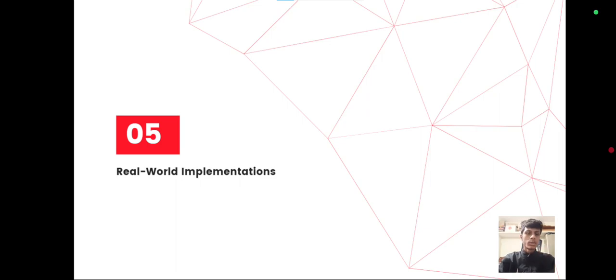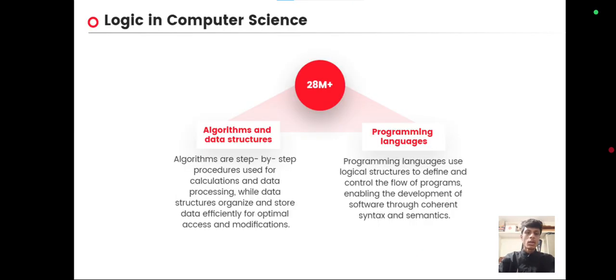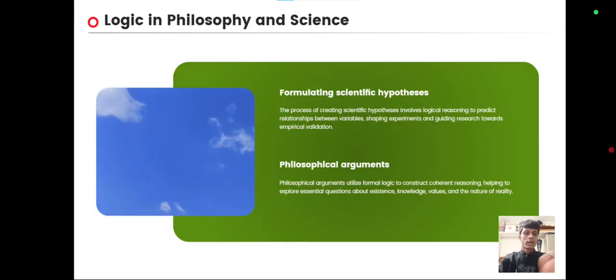Real world implementations: algorithms and data structures, programming languages. Algorithms are step by step procedures used for calculation and data processing, while data structures organize and store data efficiently for optimal access and modification. Programming languages use logical structures to define and control the flow of programs, enabling the development of software through coherent syntax and semantics. Logic in philosophy and science.